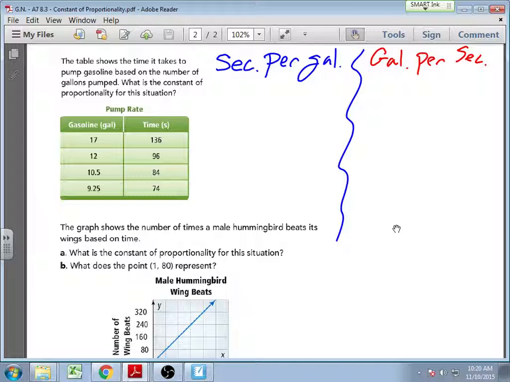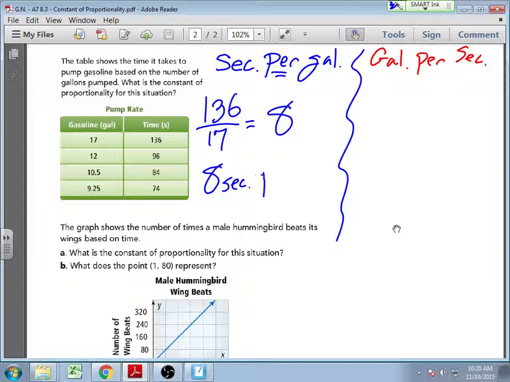Carrie, did you do seconds per gallon or gallons per second? So what's the division that you're setting up? Yeah, because if it's seconds per gallon, seconds has to be your numerator, gallons has to be your denominator, and we get 8. So that tells me it takes 8 seconds to pump out 1 gallon.